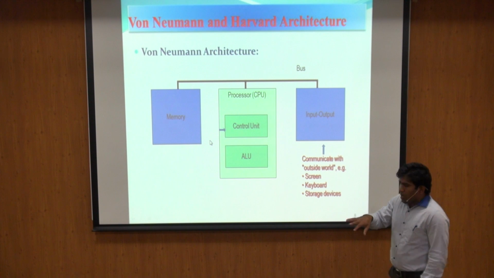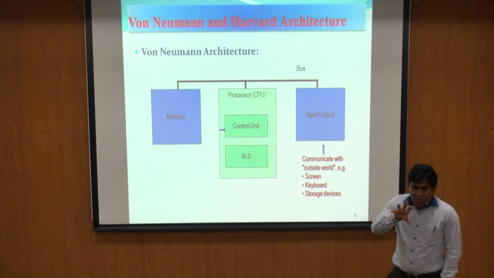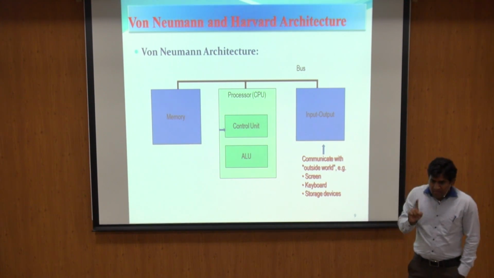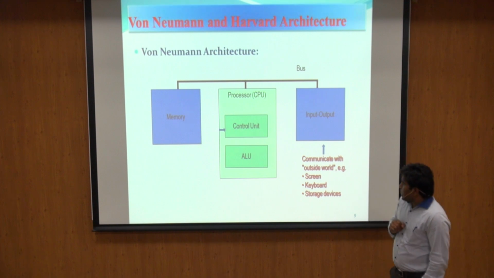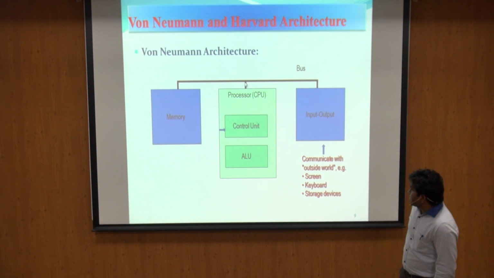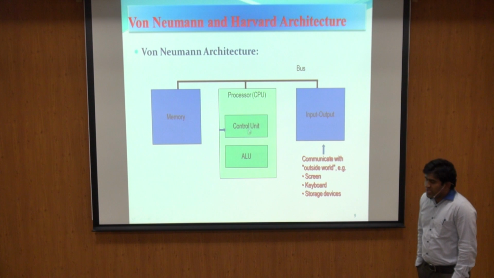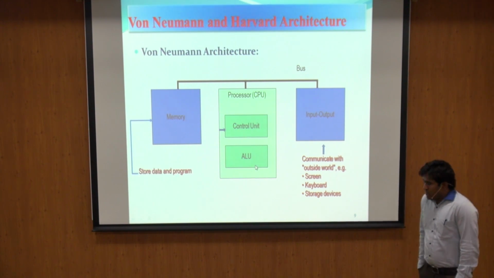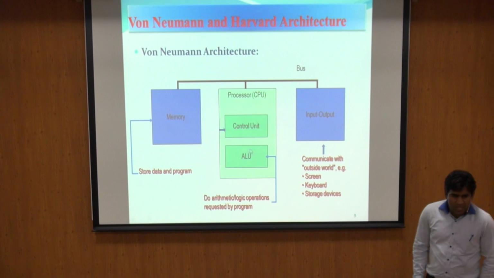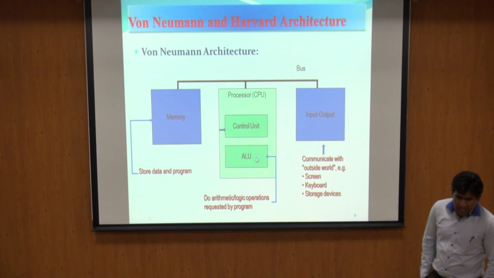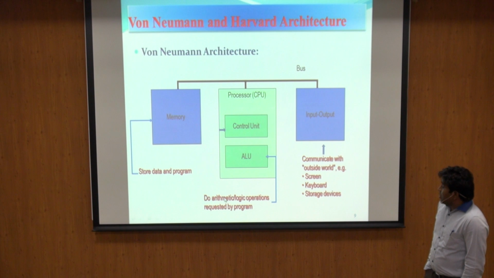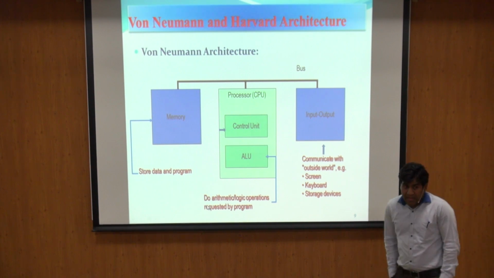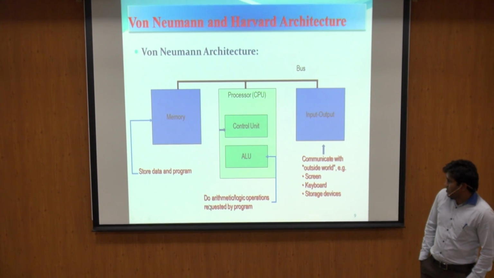We can say RAM and ROM memory are combined and placed together at the same place. This is the von Neumann type architecture. And the processor unit contains, of course, a control unit as well as the ALU. The control unit is responsible for generating control signals, or other signals which are mandatory. The ALU does its arithmetic as well as logical operations.